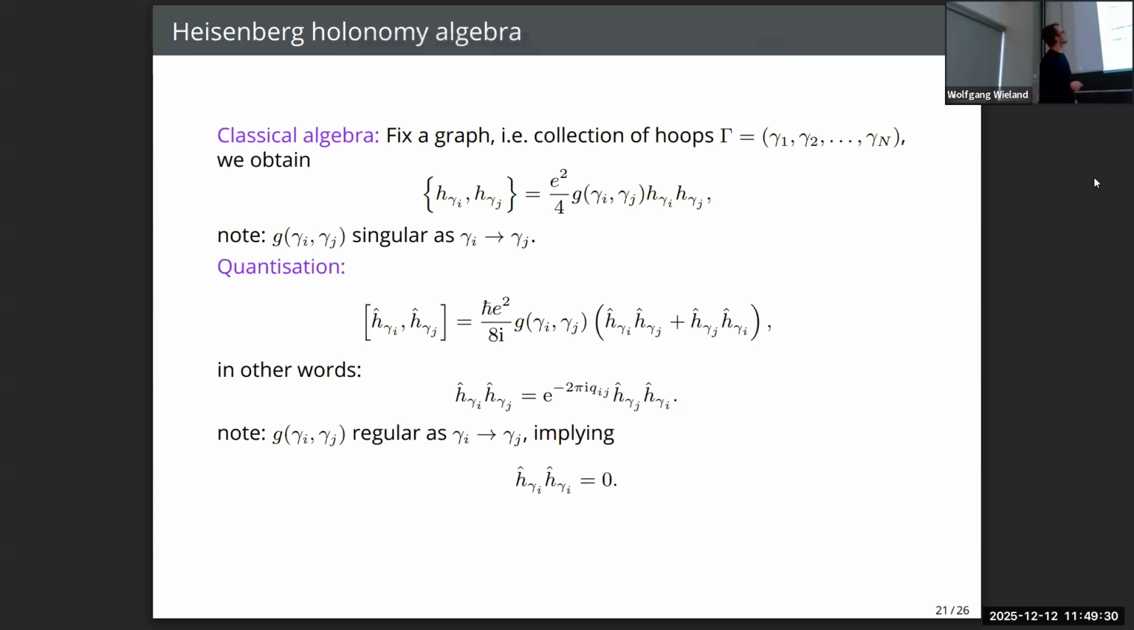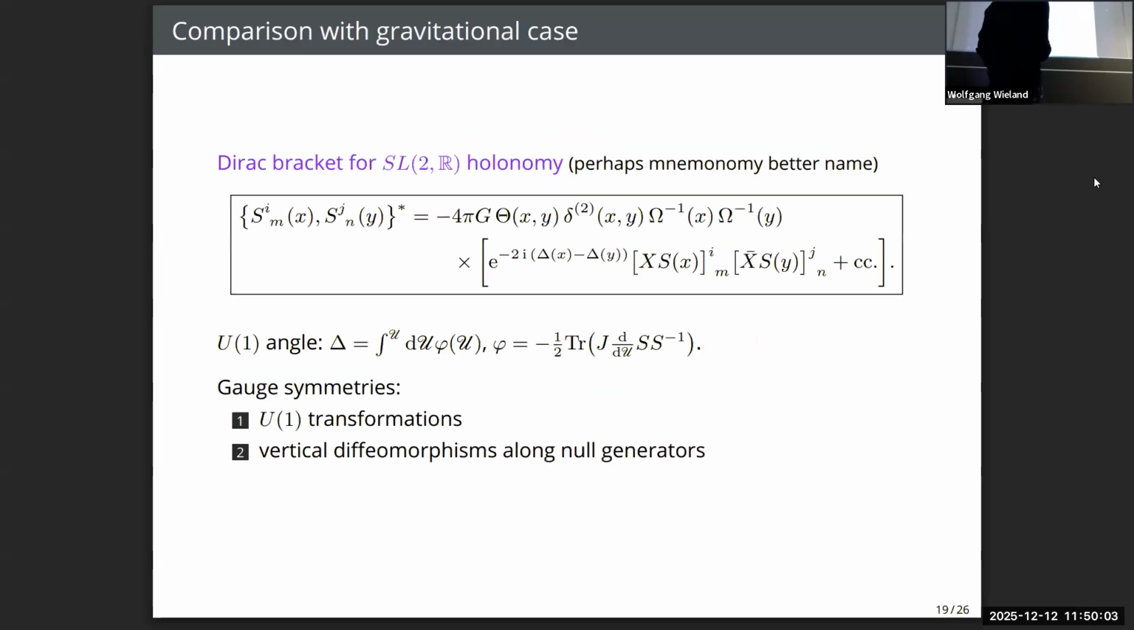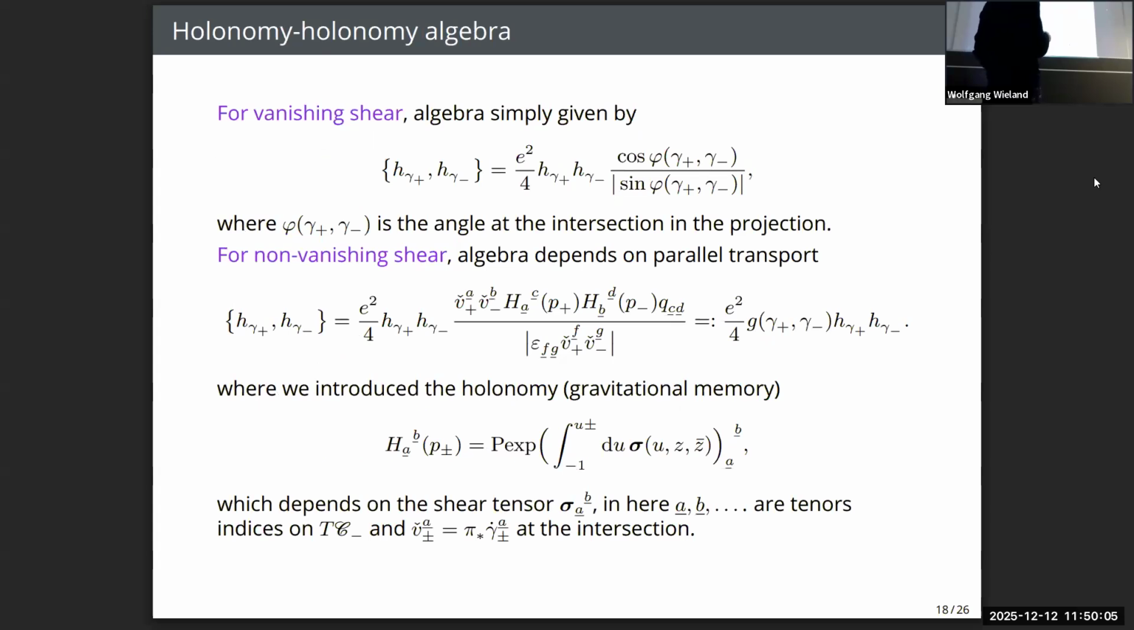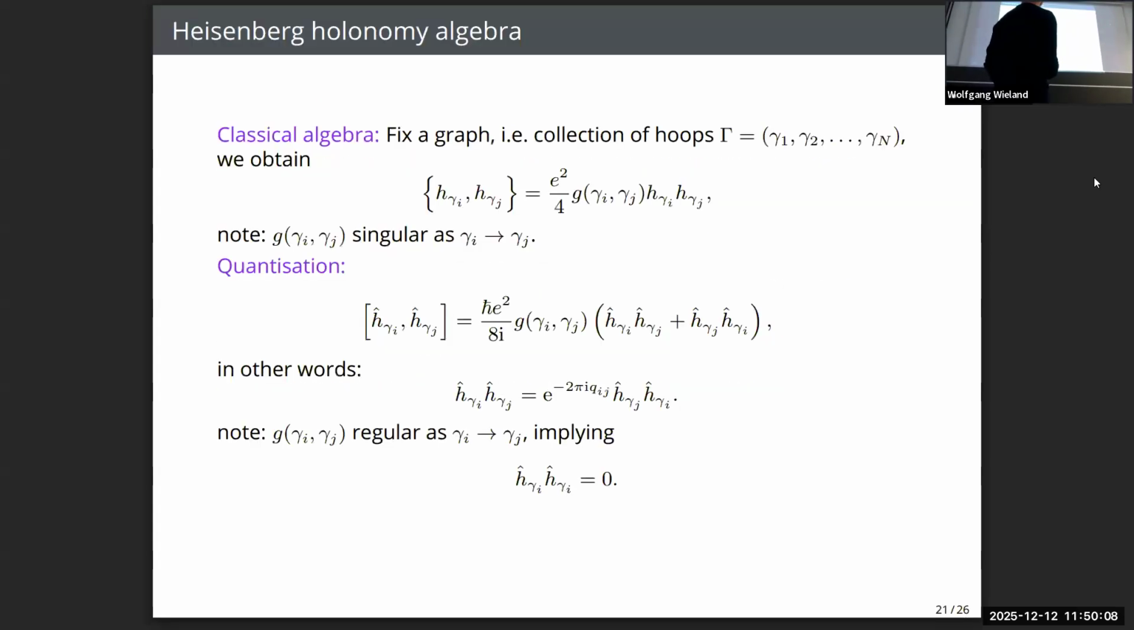Right. Sorry. Okay. So classically, we have, just like before, let's restrict ourselves to just n such hoops. Then we have Poisson brackets between two of these paths, and the structure of the algebra is as follows. So we have Poisson brackets between two U1 holonomies, and they give again a product of holonomies times the coupling constant and some structure constants.